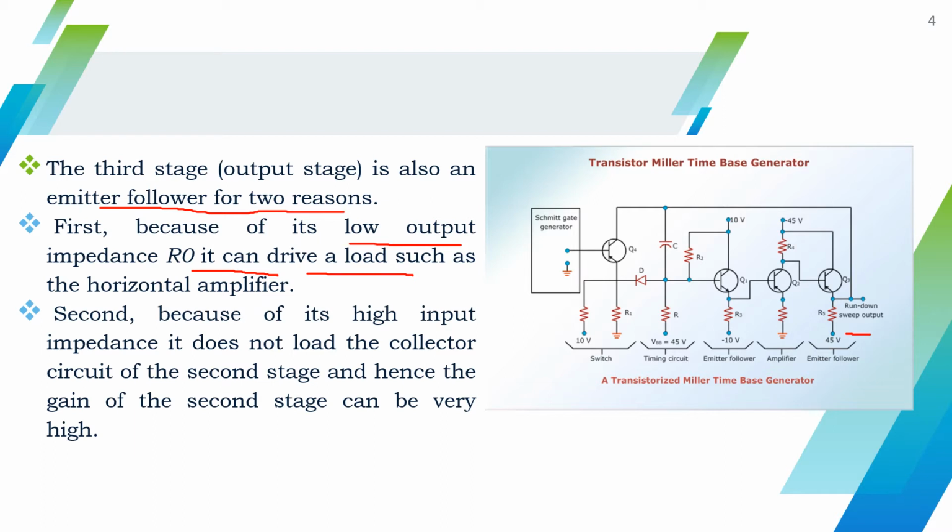Second, because of its high input impedance, it does not load the collector circuit of the second stage, and hence the gain of the second stage can be very high. So the second stage completely acts as an amplifier. Its gain will be more if we use an emitter follower in the third stage.